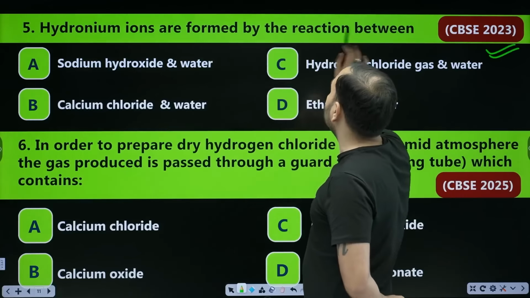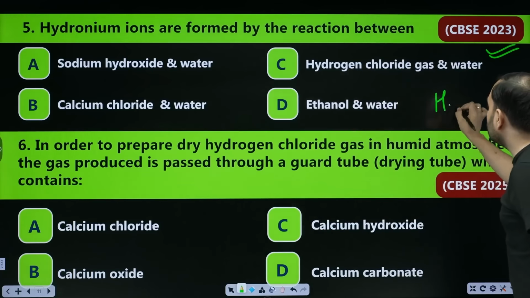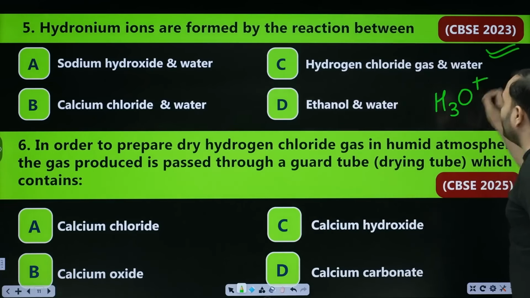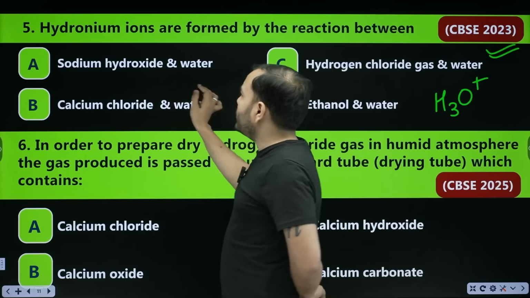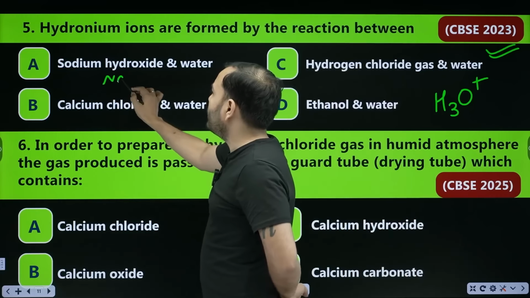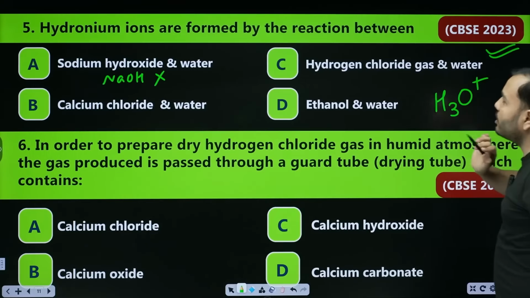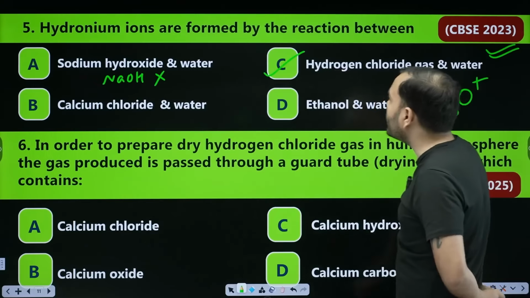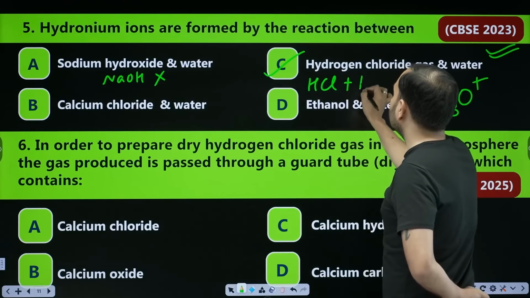Hydronium ions are formed by the reaction between. He is saying that the hydronium ions, hydronium means H3O plus. Hydronium ions are formed by the reaction between NaOH and water? It won't be formed by this. It won't be formed by NaOH and water. Okay. Hydrogen chloride gas and water? Yes, this would have formed it. HCl gas and water.